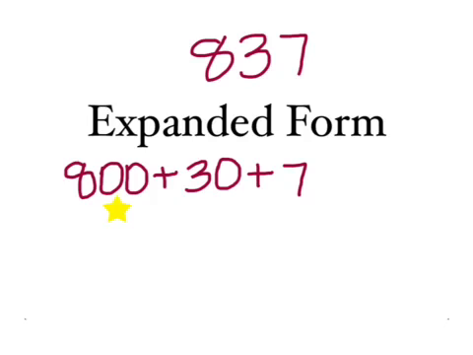And if you were to add these up, you would see that 800 plus 30 plus 7 brings us back to our original numeral, 837.